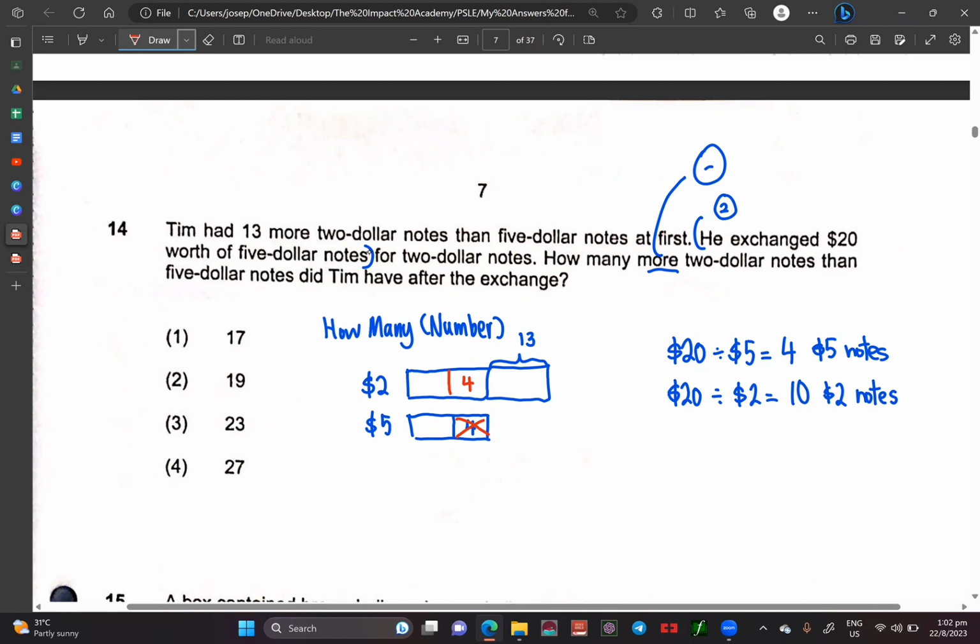Once I'm done with this, remember, because I exchanged, that means I'll receive another 10. So I have 10 over here. Now the question asks us to find the difference. So the difference is basically everything from here all the way to this point. Therefore, you just simply have to do 4 plus 13 plus 10, and that gives you 27, which is basically 27 more $2 notes than $5 notes after the exchange. And my answer has to be number 4.